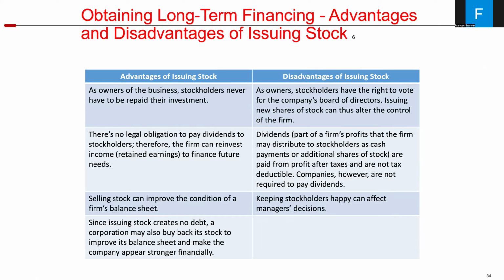Selling stock can improve the condition of the firm's balance sheet potentially. And since it creates no debt, the corporation can buy back its stock to improve the balance sheet. Some disadvantages: all stockholders have a right to vote for your company and its board of directors. Adding shares of stock to the company can alter the control of ownership within the firm and the voting rights of those holding stocks.